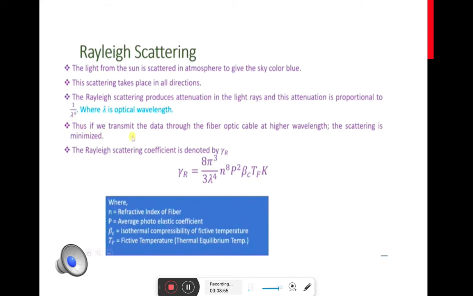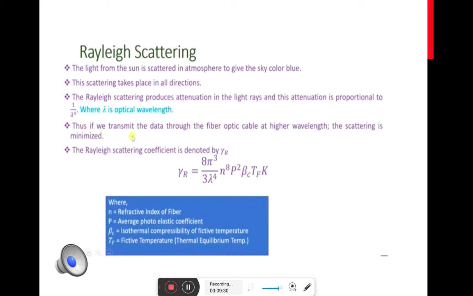Next is Rayleigh scattering. Rayleigh scattering comes under linear scattering. In linear scattering, there is an exchange of power from one mode to another mode, but the frequency remains the same. That is called linear scattering. In linear scattering, we have Rayleigh scattering. Rayleigh scattering is the basic principle why we see the sky to be blue from the light that is being emitted by the sun, which I've already explained.